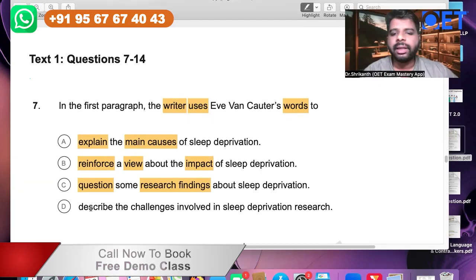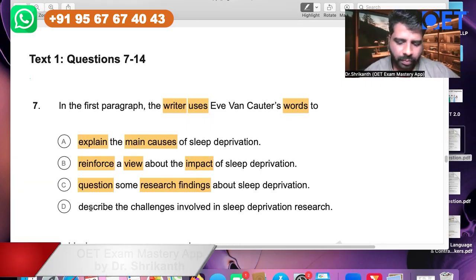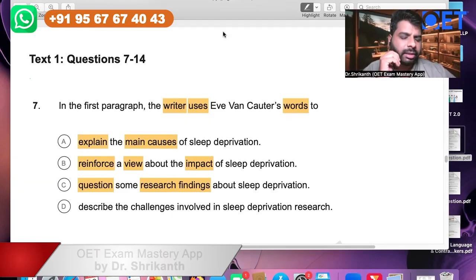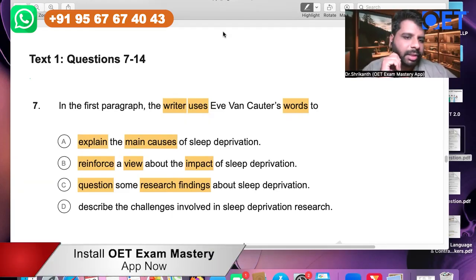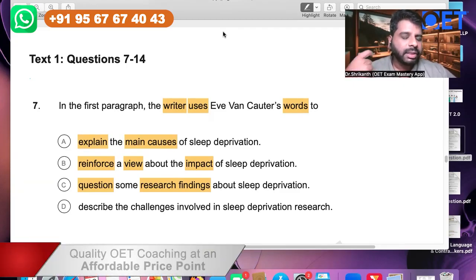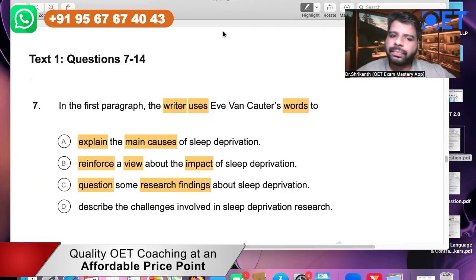Question some research findings about sleep deprivation. Why is the writer using Yvonne Cotters words? What is the meaning of question some research findings? This is a slightly tough question. If you want, you can unmute yourself, because this is a tough question to type in the chat box. If you want, you can unmute yourself and tell what you understand by answer option C. The writer uses Yvonne Cotters words to question some research findings about sleep deprivation. Is there anyone? Doesn't matter if your answer goes wrong. No one is going to judge.